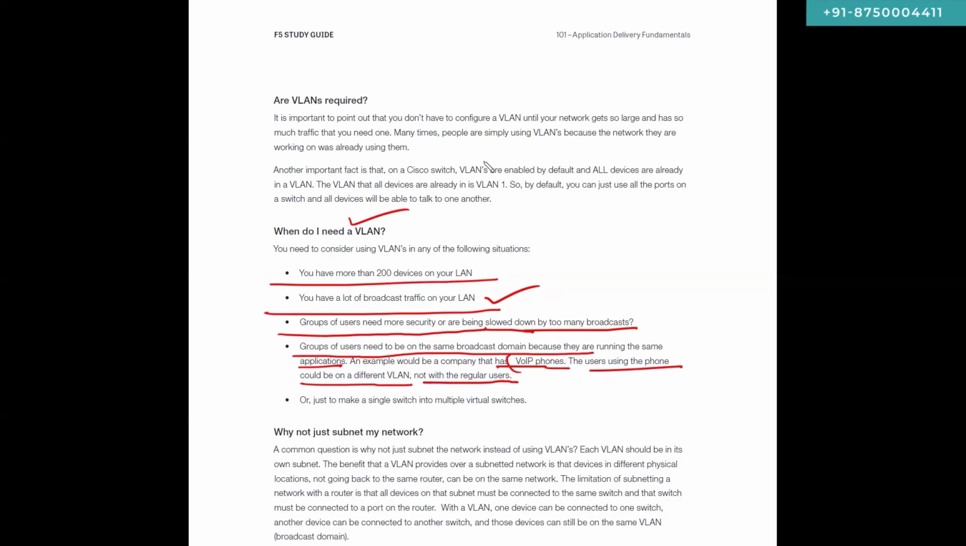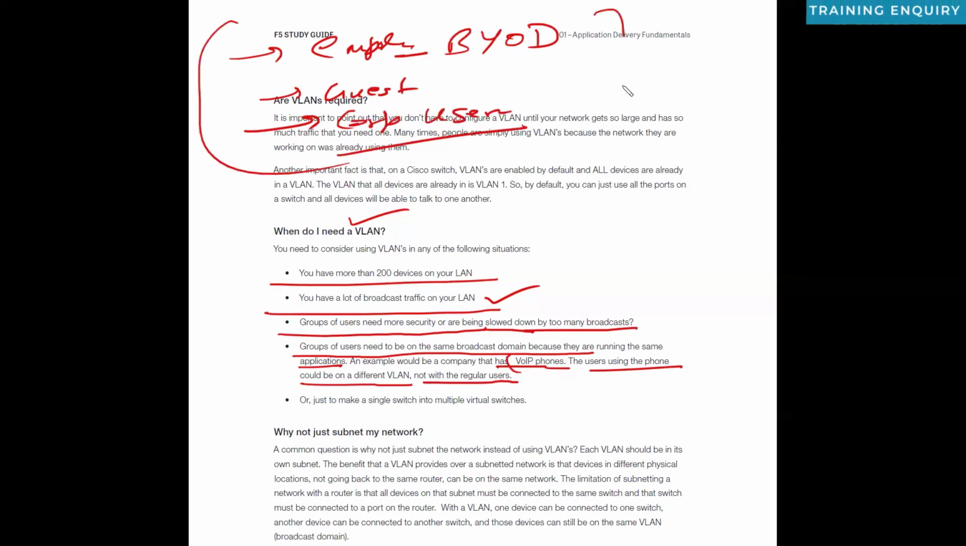Ideally, nowadays you would have one SSID in your organization for BYOD, bring your own device, meaning employee BYOD. The other SSID could be for guests. The third could be for your corporate machines, corporate users. So ideally you would get these three SSIDs nowadays across all organizations. In that case, you have three different VLANs for them.